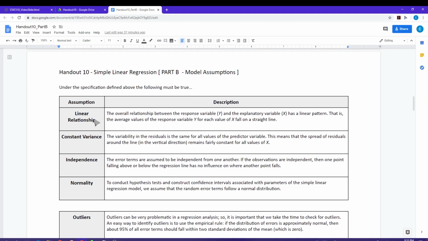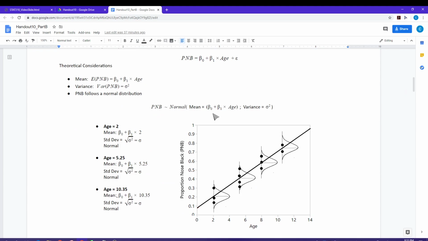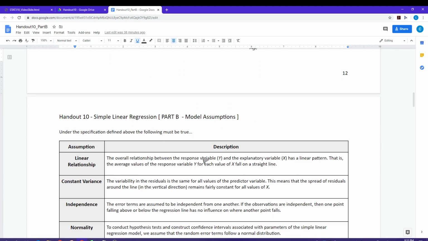Number one, a linear relationship exists. So if we're going to use this model right here to determine the mean, then that should be an appropriate model. So the relationship that exists between age and proportion nose black is indeed linear. That's an assumption I'm making. It's determined by the form of my model, but it is an assumption that I'm making about the relationship between my x and my y.